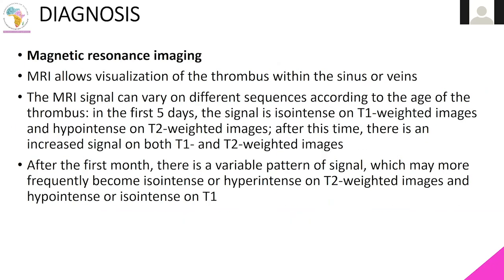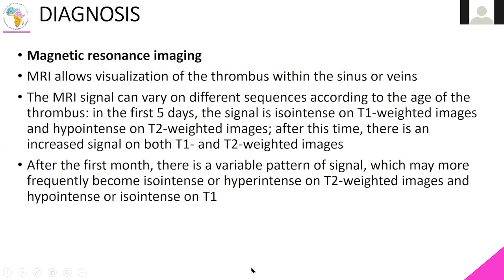So, MRI allows visualization of thrombus within the sinus or the veins. The MRI signal can vary on different sequences according to the age of the thrombus. In the first 5 days, the signal is isodense. You should remember this. So in the first 5 days, the signal is isodense on T1 weight imaging and hypodense on T2 weight images. After this time, there is an increased signal on both T1 and T2 weight images. So first 5 days, signal isodense in T1 and hypodense in T2. And then after, the signal on both images is increased.